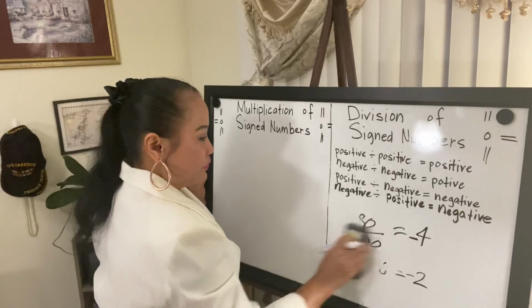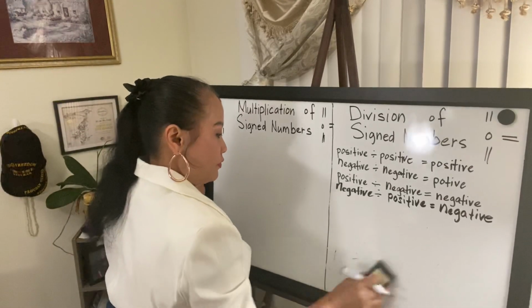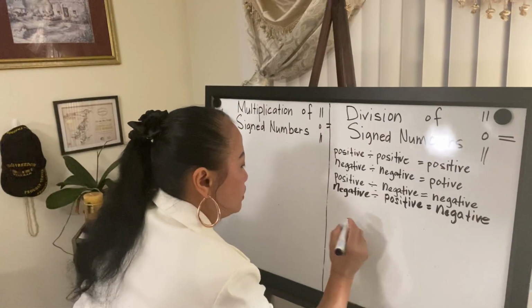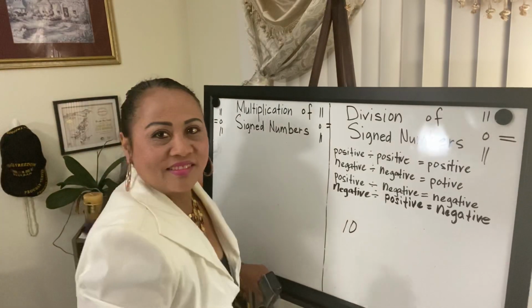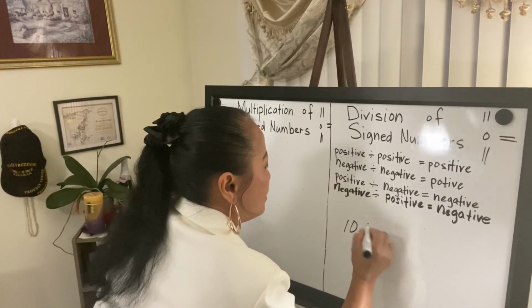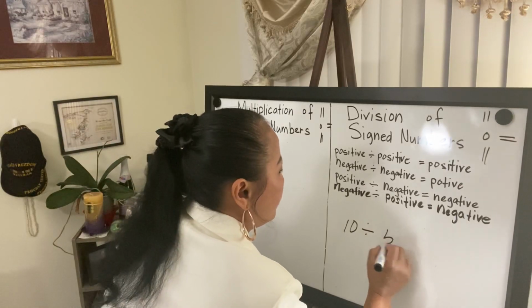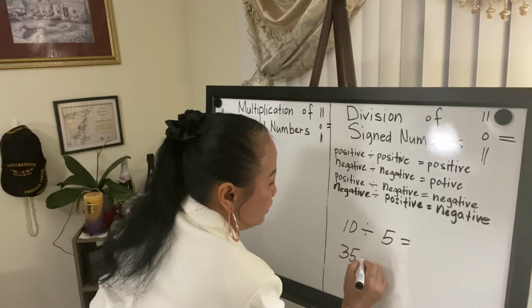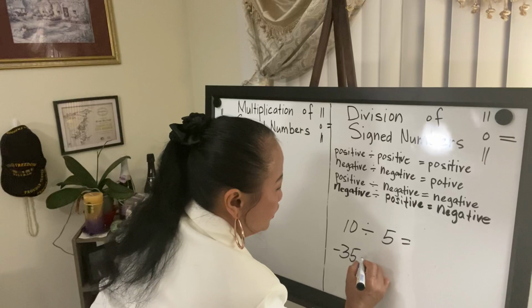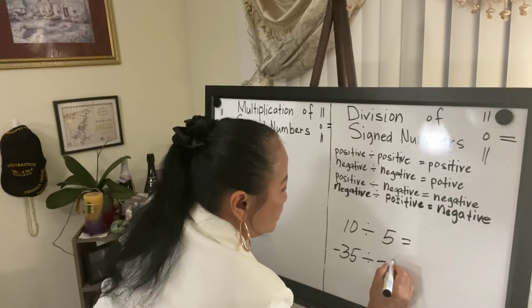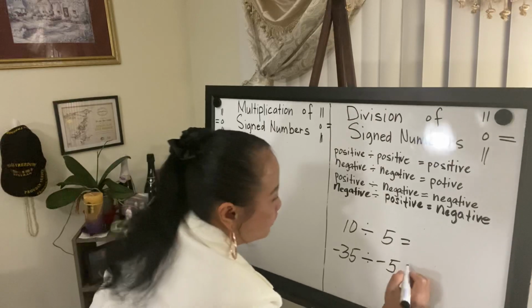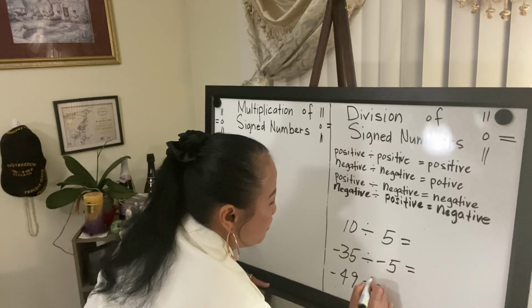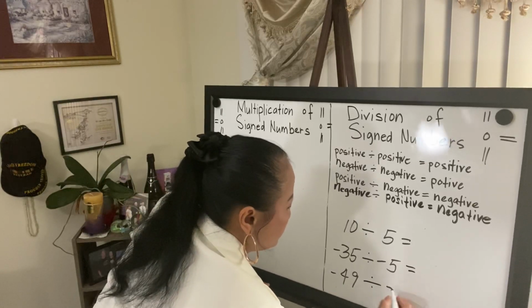Another example. 10 divided by 5, and then negative 35 divided by negative 5, then negative 49 divided by negative 7.